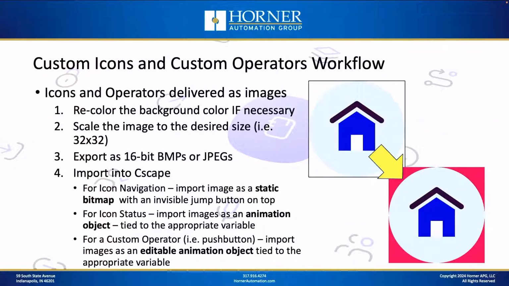Now, if you're bringing in an icon for the purposes of a jump button or something, some sort of modular jump button, then you're going to bring it in again as a static bitmap. However, if you're bringing in an image or a set of images as an animation object, in other words, to show something that's off or on, running or not running, that sort of thing, then you're going to want to bring it in not as a static bitmap, but as an animation object. All right, so that's really the approach you need to take there.